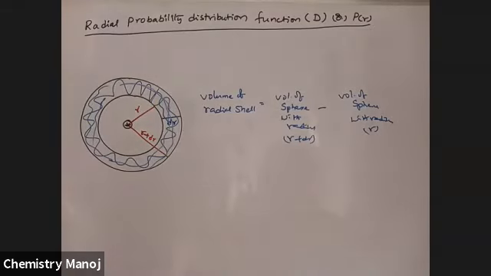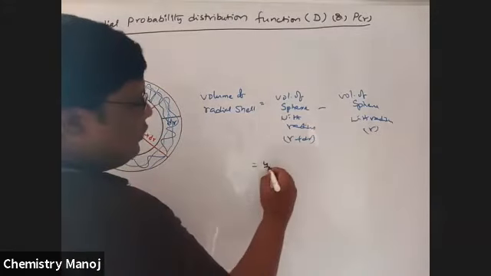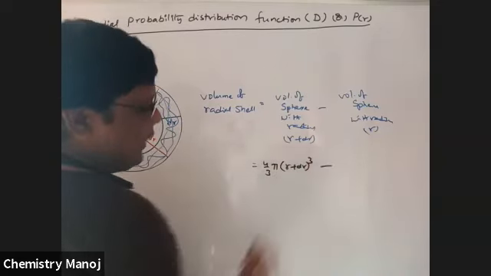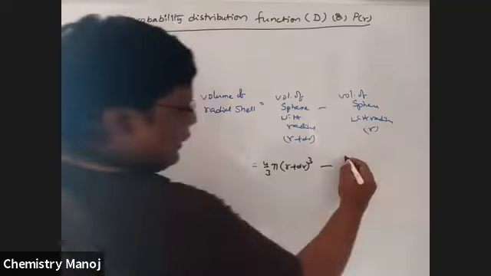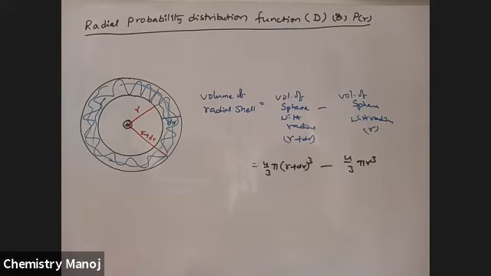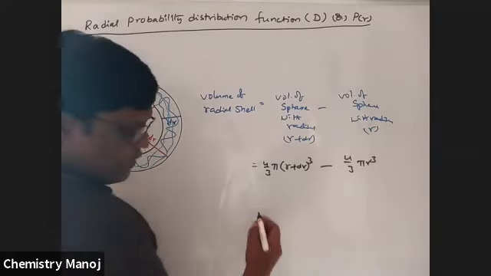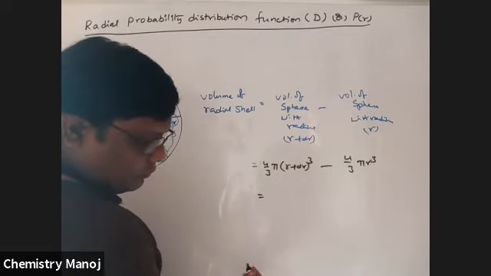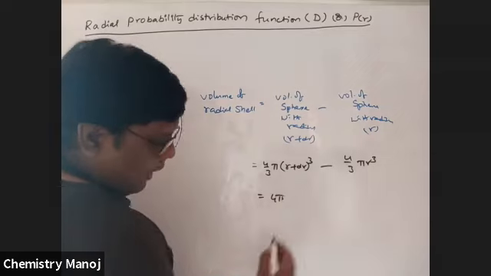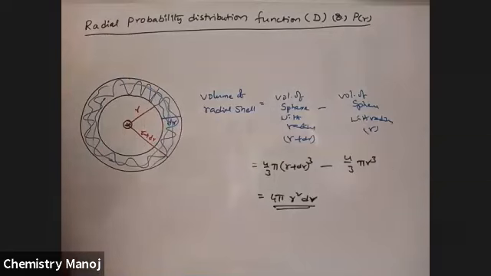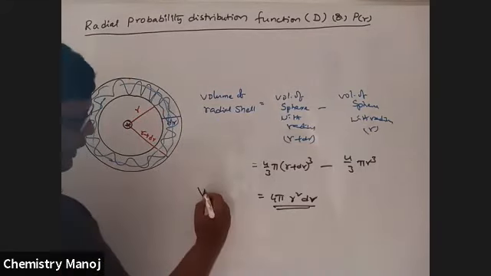How much is the volume there? That is, this is equal to 4/3 pi r cube, (r plus dr) whole cube, minus 4/3 pi r cube. Finally, we will get this value is equal to 4 pi r square dr. This is called 4 pi r square dr, and this is the volume of the shell.